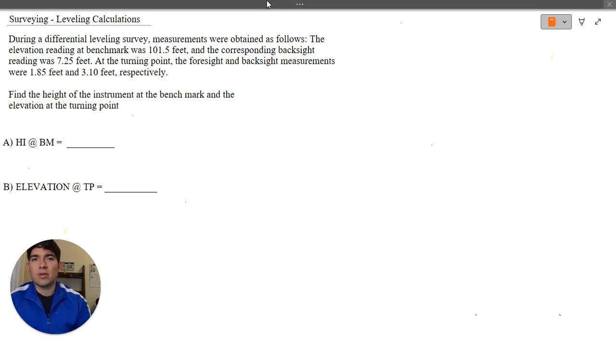Today we're going to be doing another surveying problem. In this case, we're going to be performing some leveling calculations. We were given a set of data for a differential leveling survey and some measurements, and we need to find the height of the instrument at the benchmark and the elevation at the turning point. The information we were given is an elevation reading at the benchmark and a back sight at the benchmark, and then we were given a foresight and a back sight measurement each for the turning point. So I'm going to show you how to do those calculations.